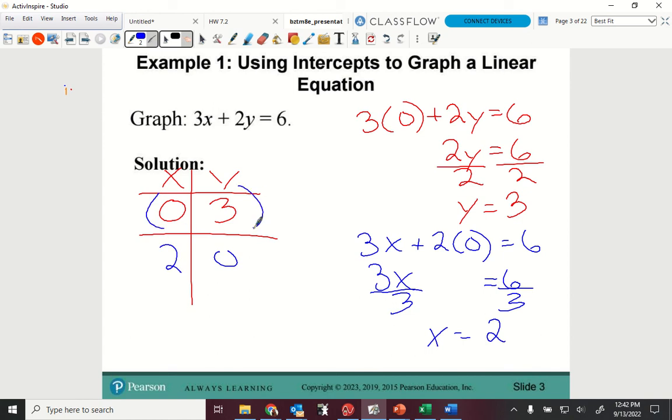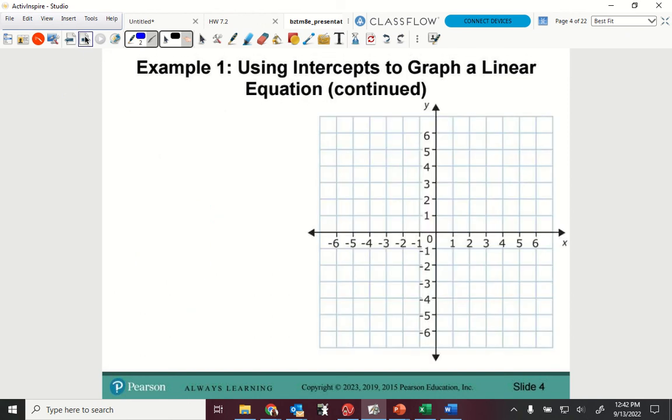So we have 2 points here. And we're going to graph this now on the next page. You guys have a lot more area than I have. So I'm going to go to the next one. So 0, 3, and 2, 0.